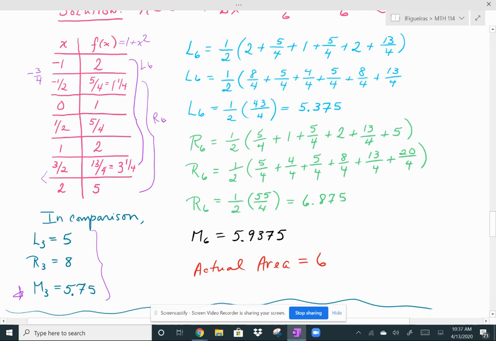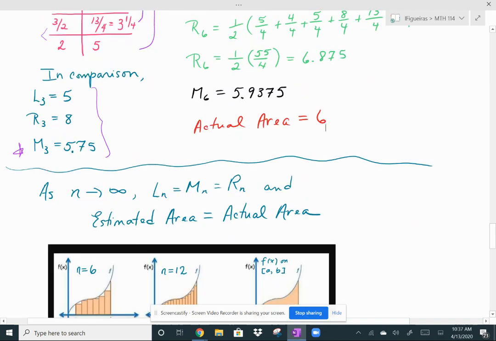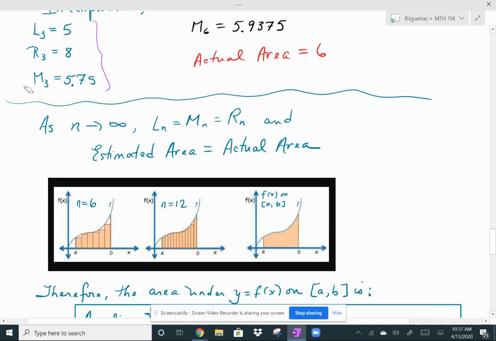Okay, so let's move on. So, as I mentioned, as n, or the number of rectangles, approaches infinity, these 3 values, your L sub n, your M sub n, and your R sub n, will all be the same value. Now, n approaching infinity means that's an awful lot of rectangles, because when you have infinitely many rectangles within the space, you won't be overcounting or undercounting your area.